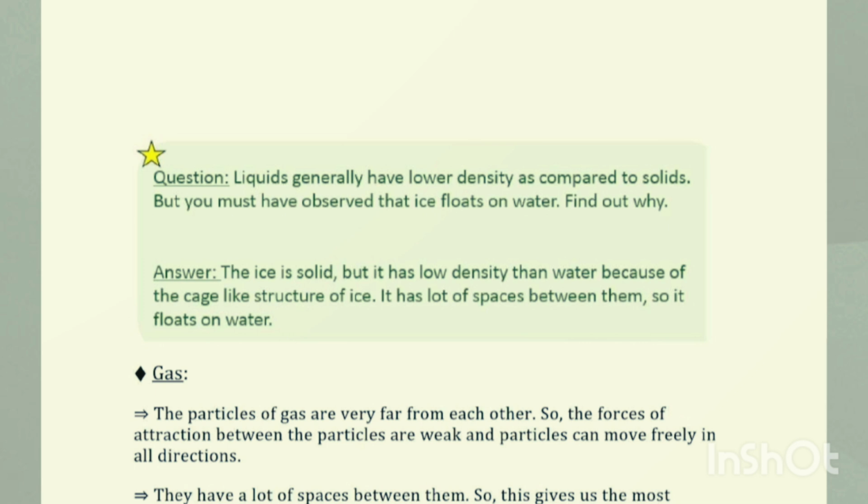And one more point is the cage-like structure of ice. Because of the cage-like structure, a lot of space is present between them, so it will float on water. Next we learn about the gases.